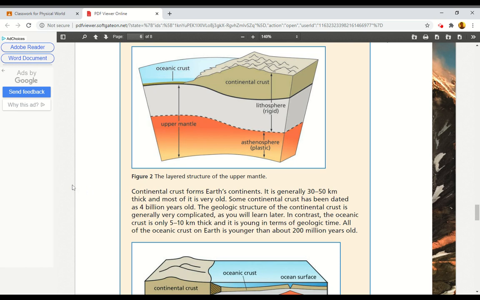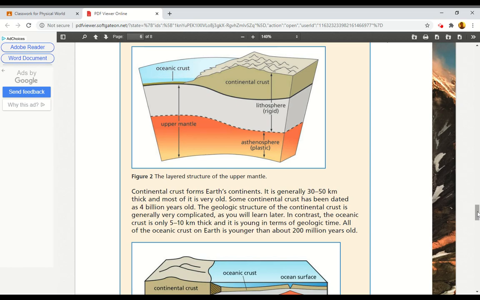Continental crust forms Earth's continents. It is generally 30 to 50 kilometers thick, and most of it is very old. Some continental crust has been dated as 4 billion years old. The geologic structure of the continental crust is generally very complicated, as you will learn later. In contrast, the oceanic crust is only 5 to 10 kilometers thick, and it is young in terms of geologic time. All of the oceanic crust on Earth is younger than about 200 million years old.